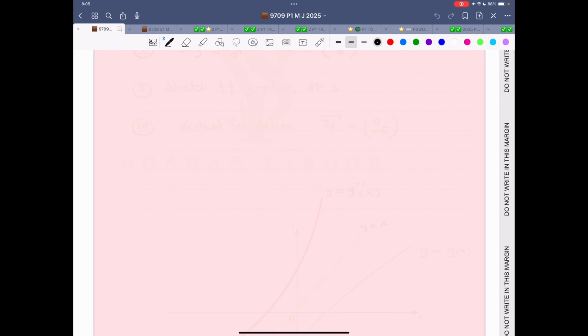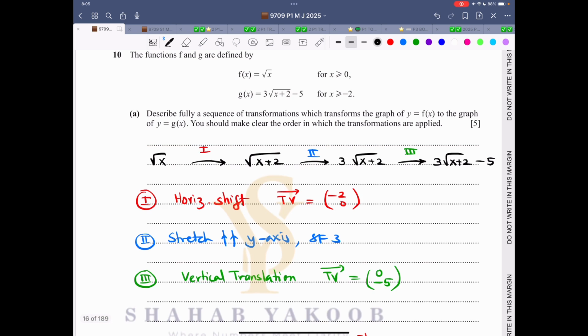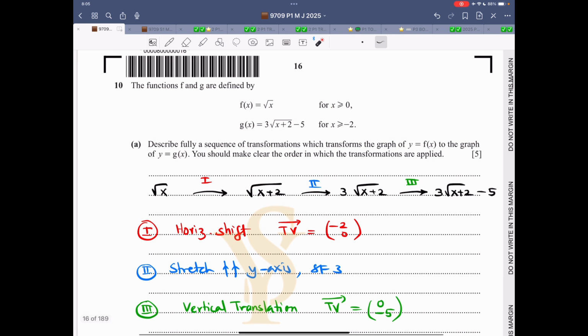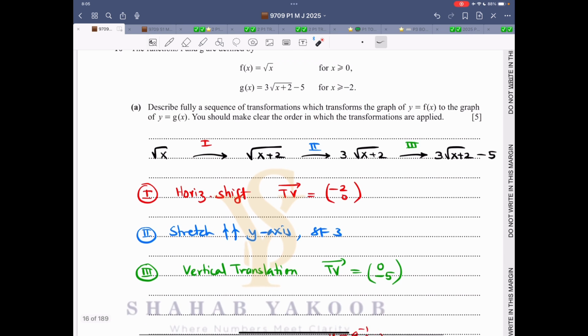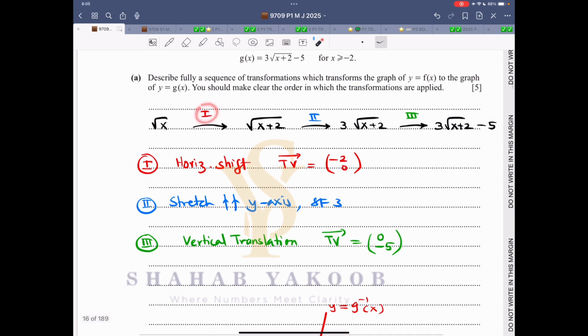So now over here, let me focus on this. So we have root x. Root x is becoming root x plus 2. That is the first transformation. Then it's multiplying with 3. Then this negative 5 is taken care of. So now the first one is a horizontal shift or horizontal translation. Always mention the translation vector. It's written as plus 2, but it has the opposite effect. So that is the translation vector.